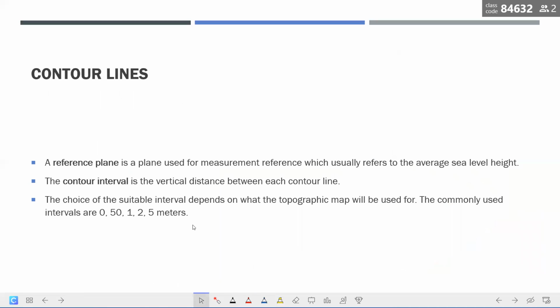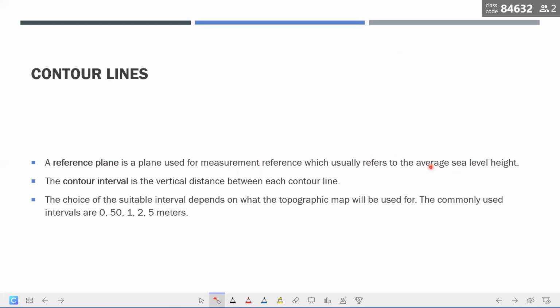So once again, contour lines represent a few key terms when we talk about contour lines. First of all, I mentioned the reference plane, which is a plane used as a measurement reference. Again, I said it usually refers to the average sea level height, or it can also refer to any other points of reference, whether on or off site.